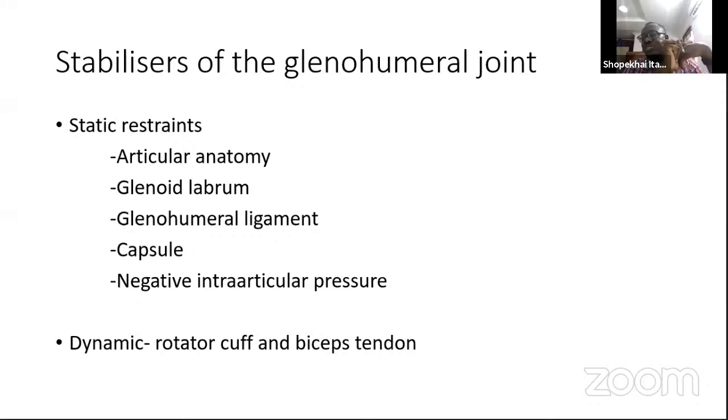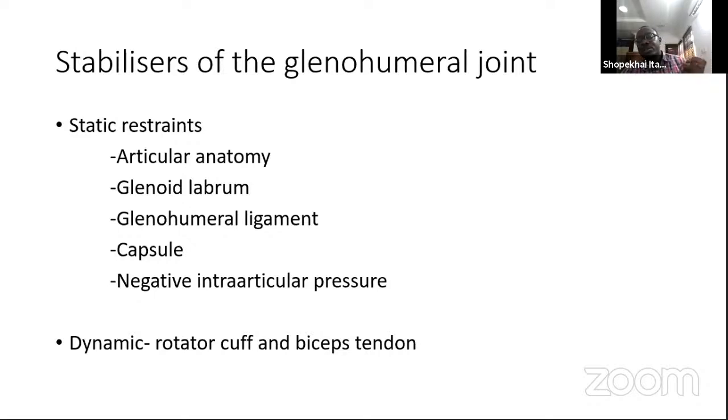These act as restraints to the shoulder at various positions of the glenohumeral joint. Finally, you have the capsule and then the negative intra-articular pressure, acting like a suction of the cup onto the head of the humerus.